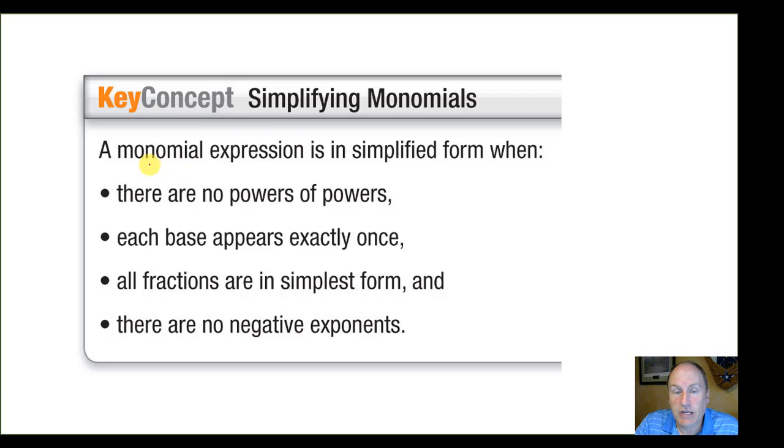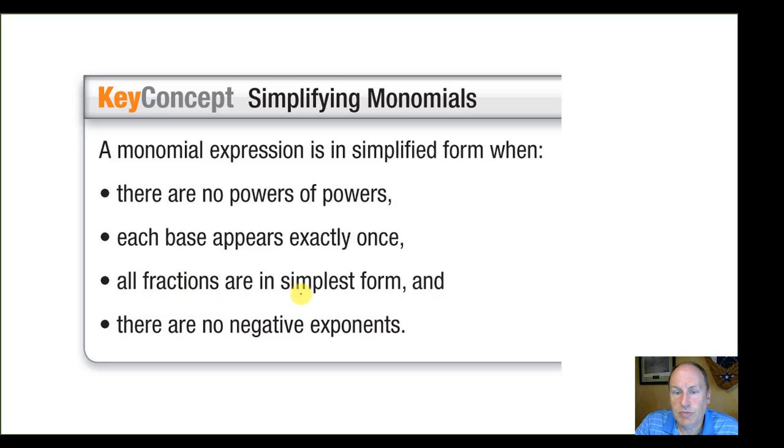So a monomial, which is a single term expression, is simplified once there are no powers of powers. We've taken all the powers of powers out, like x to the a to the b. Also, each base should only appear once. We should have resolved all the other versions of that base. So there should only be one x or any other variable that you see there in the expression originally.